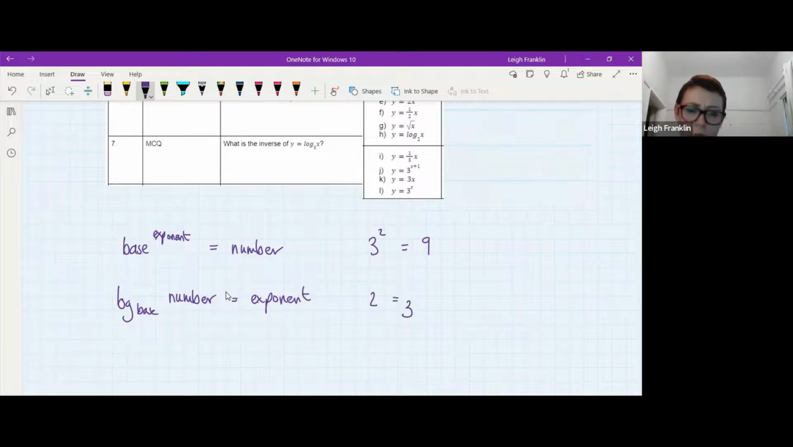Hang on a second. Sorry, guys. I should put my brain into gear before I start talking, like I always say to the boys. Okay, log base 3 of 9 equals 2. There we go.